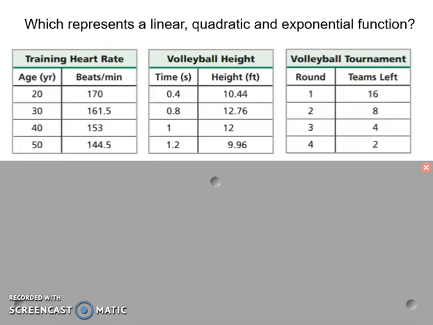So the question proposes which represents a linear, quadratic, and an exponential function. We have three different tables here. One of them is going to be representing a linear function, one will be representing a quadratic function, and one will be representing an exponential function. And it's our job to establish which one is going to be. So let's just look at the first example, the training heart rate.